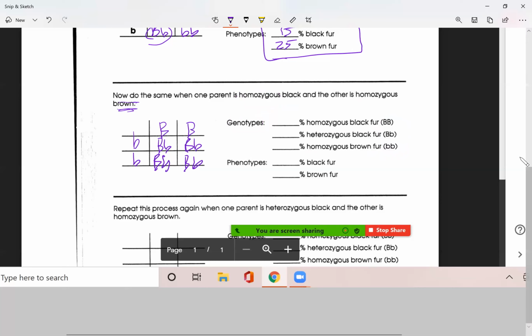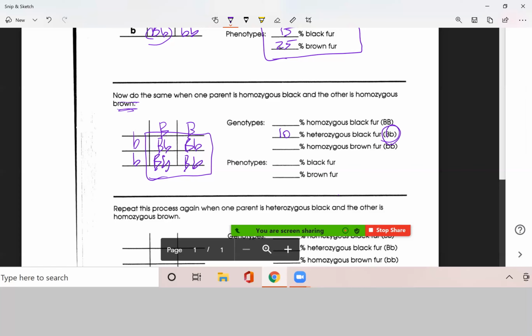Anybody? We're going to look at these 4 squares. What do these 4 squares tell us? What do all of them look like? If you have a heterozygous... Heterozygous, nice, good job. So they're all heterozygous fur, black fur.